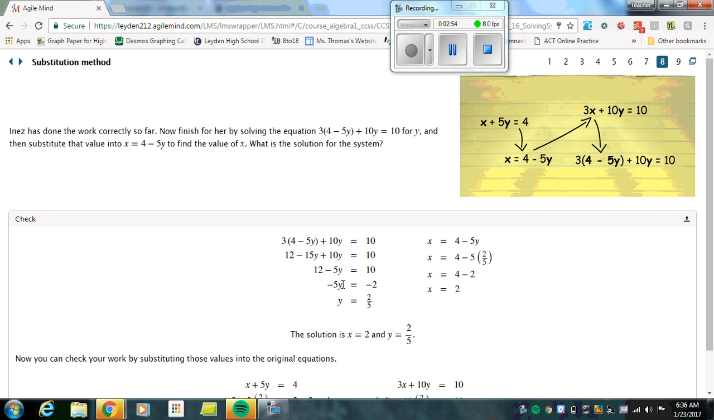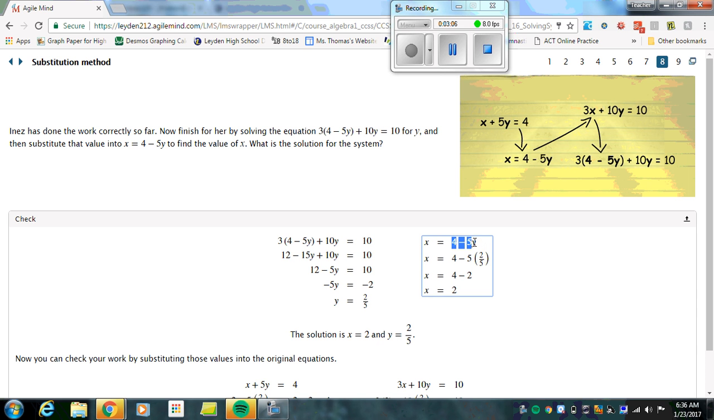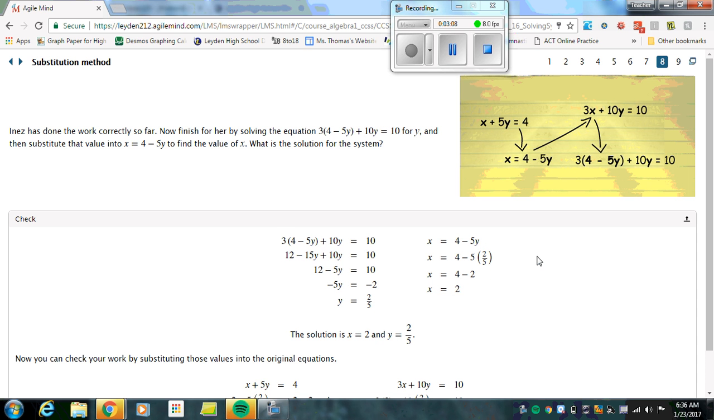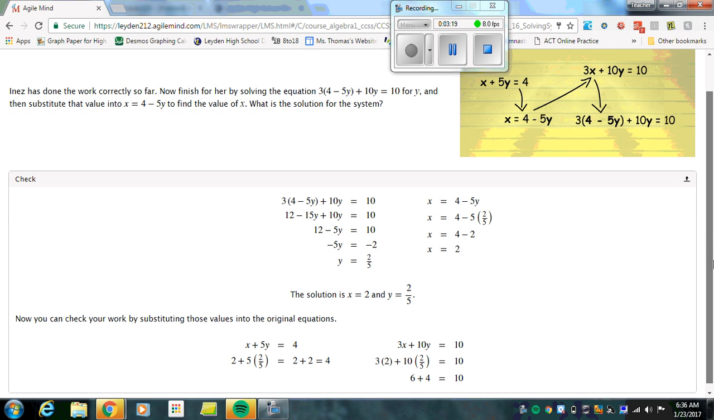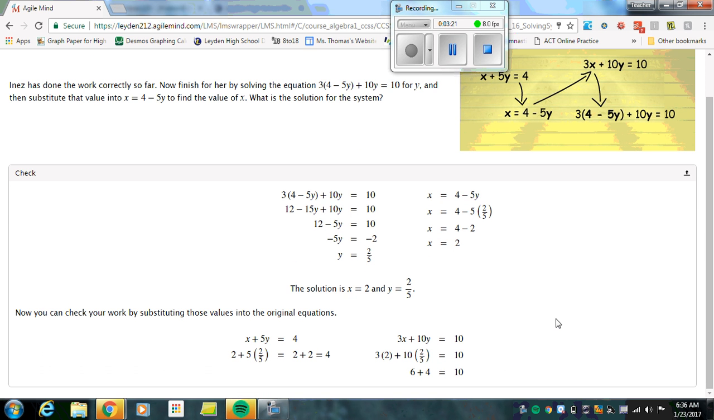I want to get y by itself, so I divide both sides by negative 5 to get y equals 2 over 5. I now want to write down x equals 4 minus 5y and replace y with 2 over 5. So 4 minus 5 times 2 over 5. Negative 5 times 2 over 5 is a negative 2. 4 minus 2 is a positive 2. So the solution is x equals 2 and y equals 2 over 5.